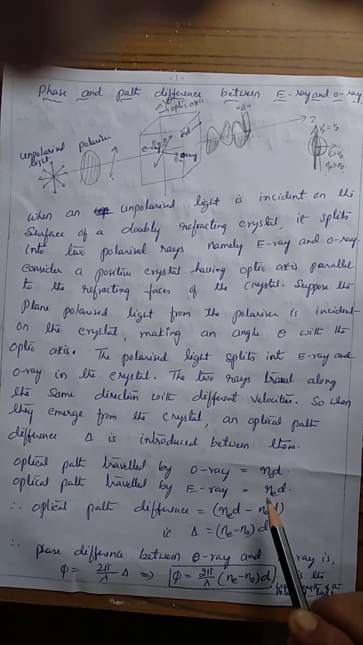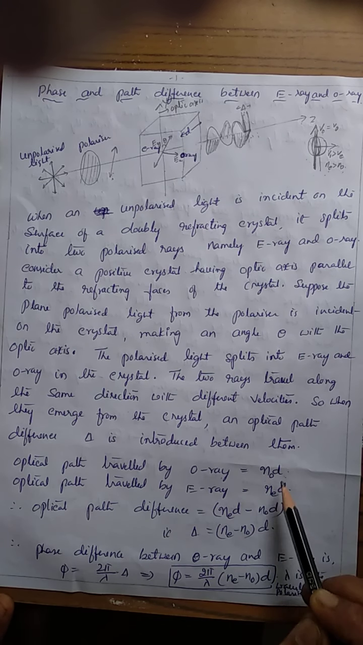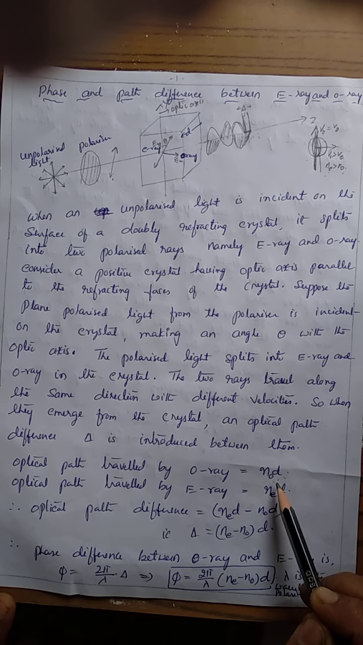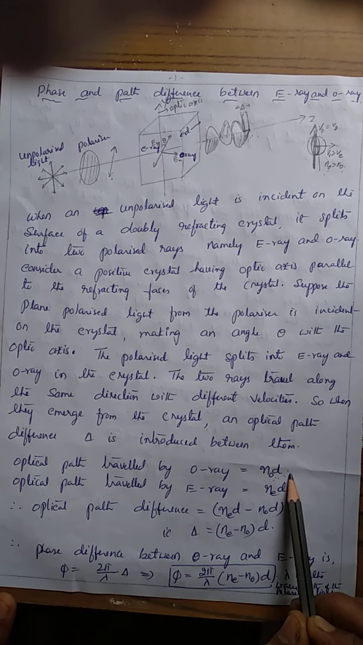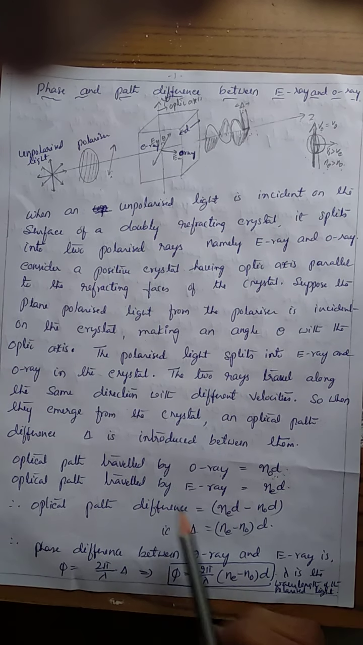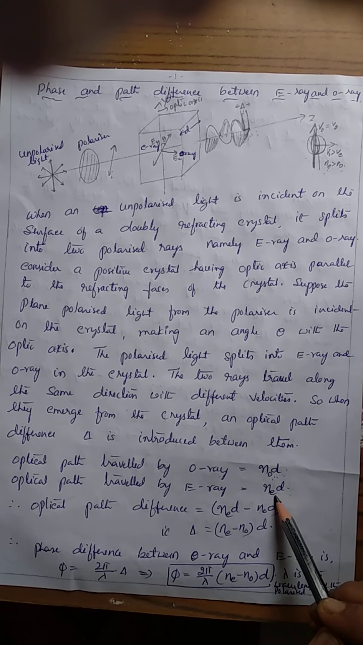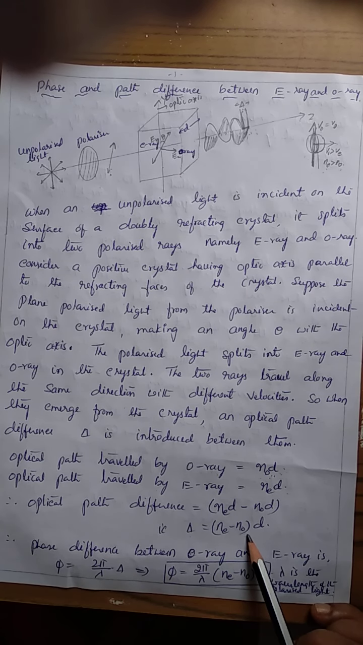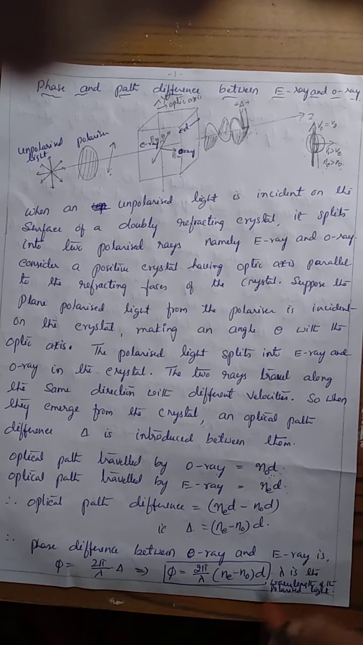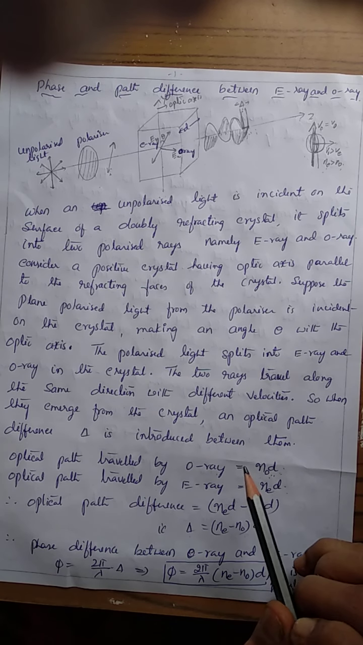Optical path is the product of refractive index and the distance traveled. D is the thickness of the crystal. It is the distance traveled after emerging. So the optical path traveled by the O ray is NO D. The optical path traveled by the E ray is NE D. Therefore, the optical path difference between these two is delta equals (NE minus NO) into D. This is the path difference introduced between the E ray and the O ray when they emerge from the crystal.